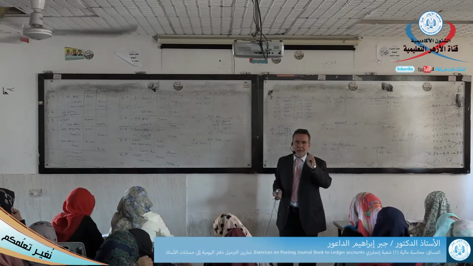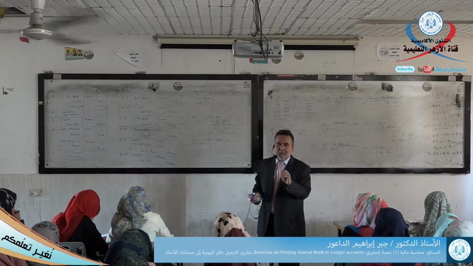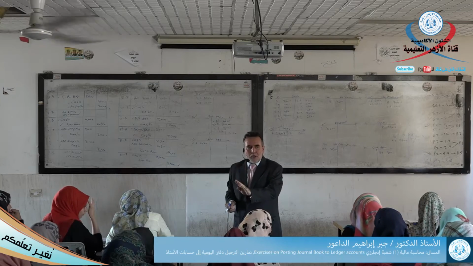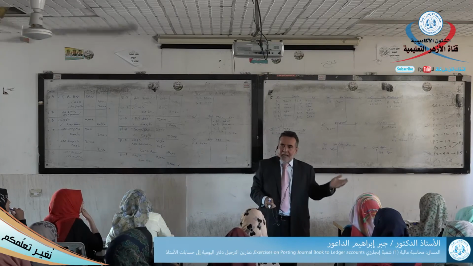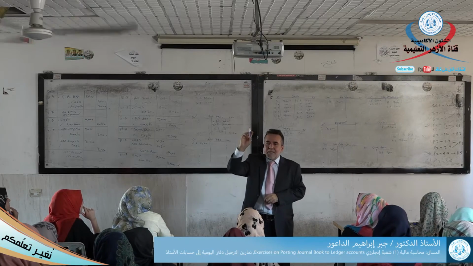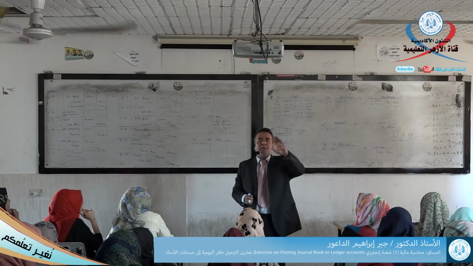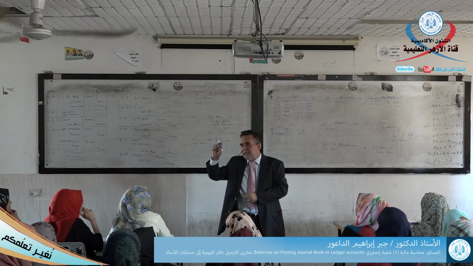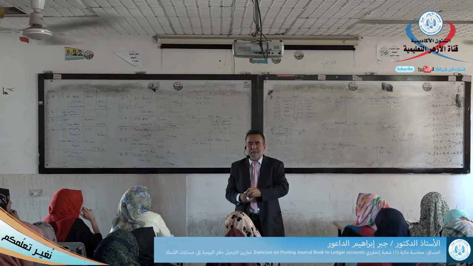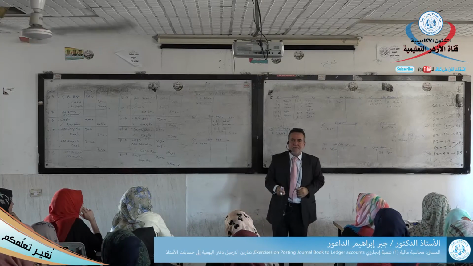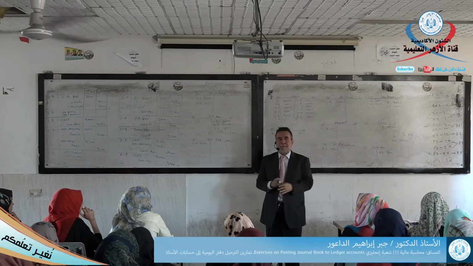So, to transfer or post from the journal book to the ledger account in any entry, the debit side of the entry is transferred to the debit side of the account, and the credit side of the entry in the journal book is transferred to the credit side in the ledger account. Okay?